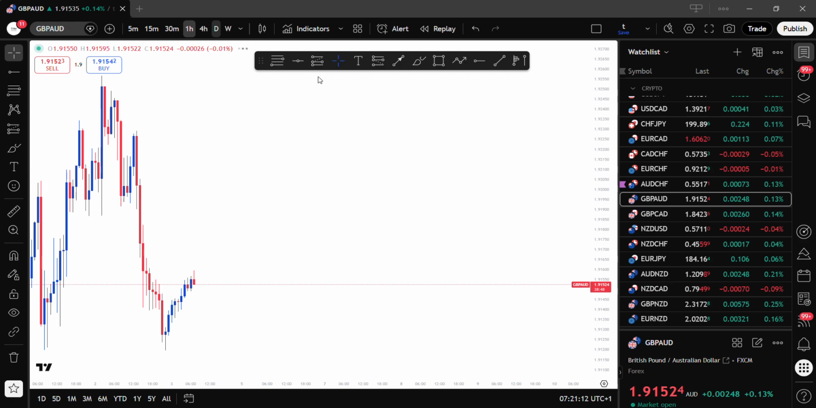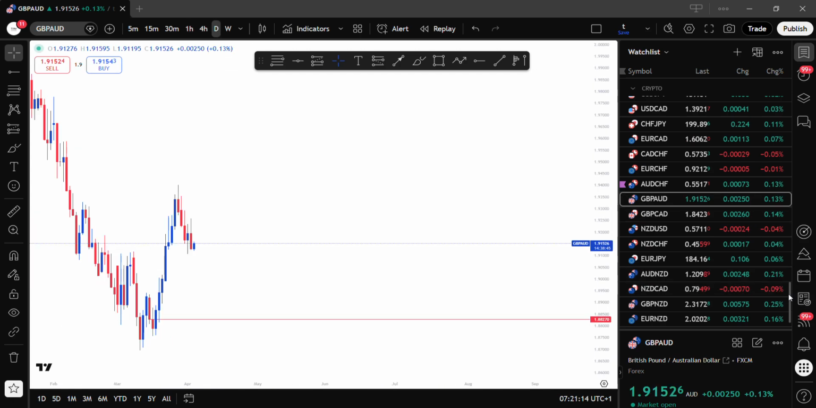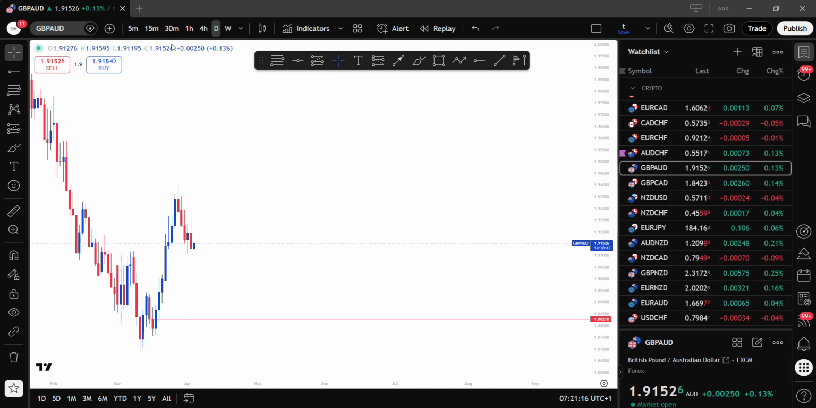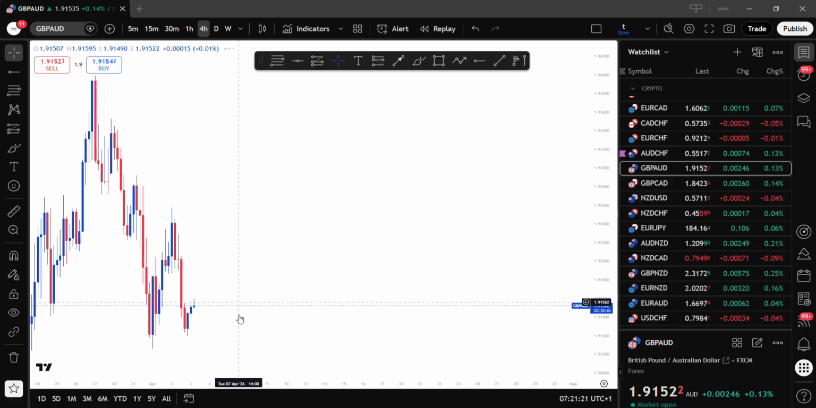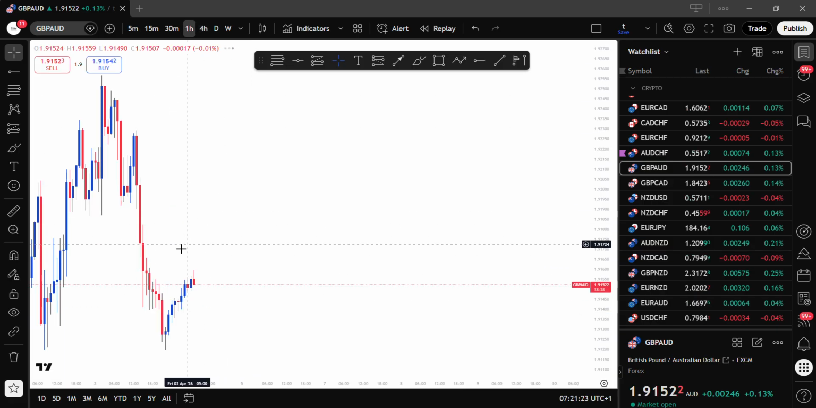On GBP AUD daily time frame, you can see the market is trying to reverse to this point, then a buy will start happening. So you should be looking out for more sells on this pair till it gets to that point.